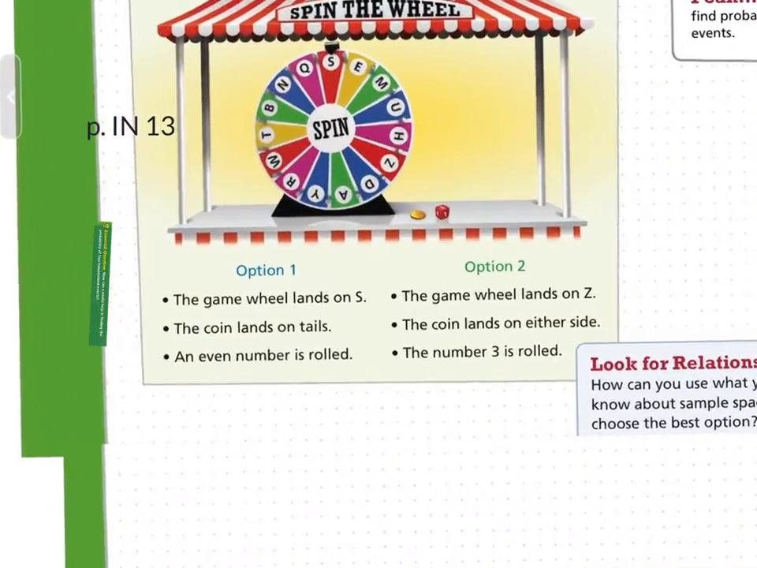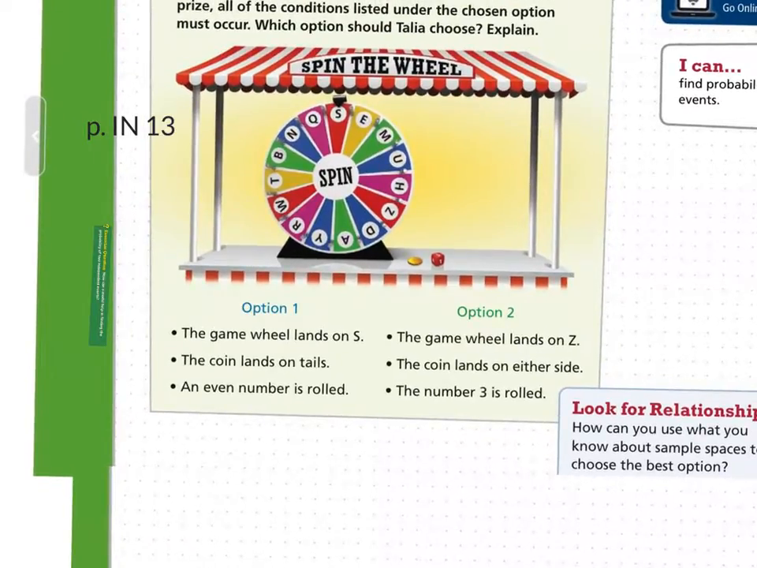So if we look at this, option 1, we have to have the game wheel landing on an S. So if we look at our wheel here, there are 15 different sections on the wheel. We need to double check because sometimes there's duplicates, but it looks like there's only one S there, so there'd be a 1 out of 15 chance of getting an S.